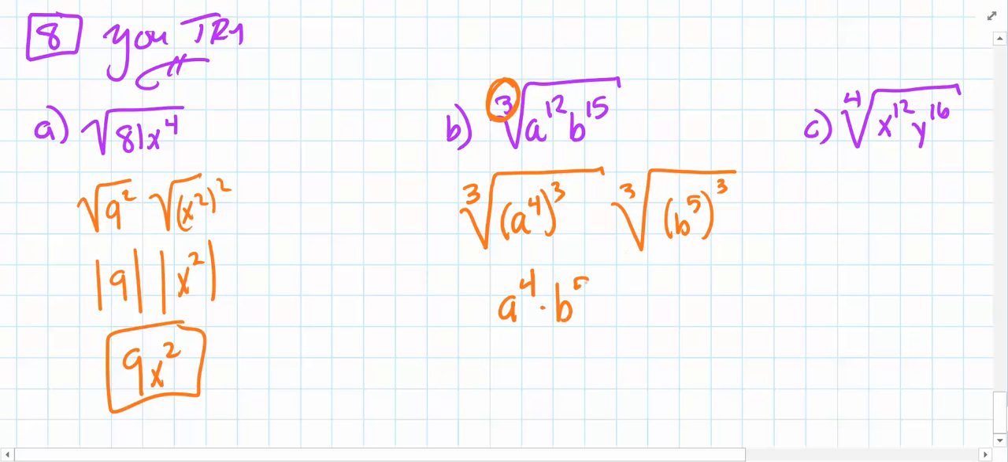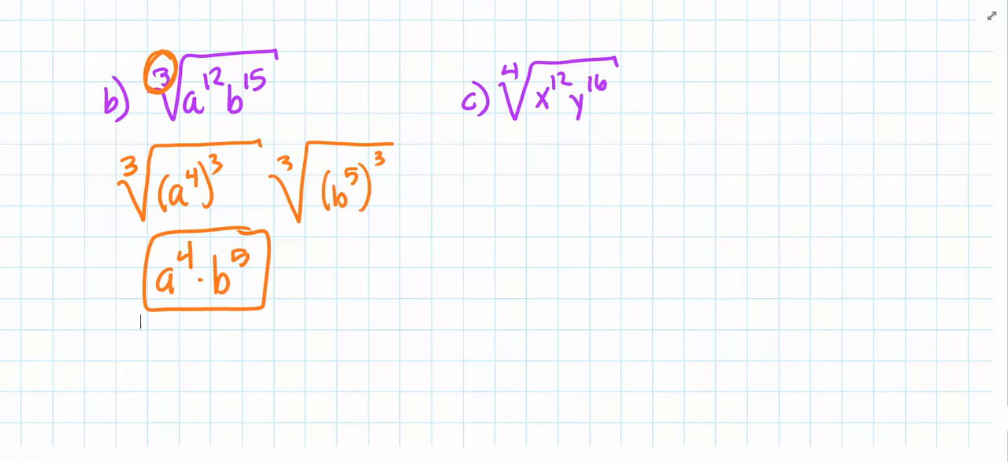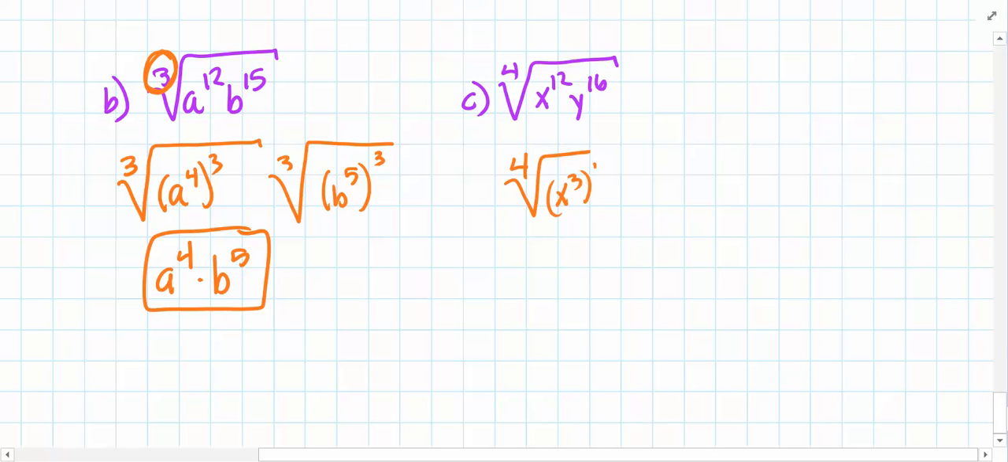Part C, anybody want to tackle it? Okay, what'd you do? I got the fourth root of x to the third, all to the fourth power, times the fourth root of y to the fourth, all to the fourth power. Okay. Now our original index is even, so we have potential for absolute value, right? So this means we have absolute value of x to the third times absolute value of y to the fourth. And then you just keep the x.